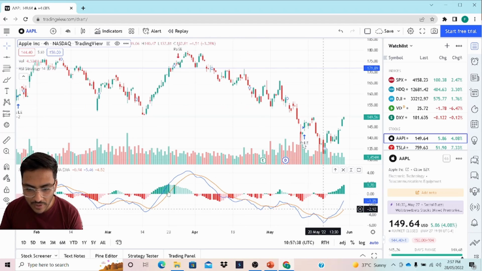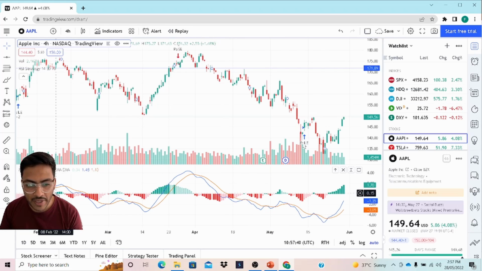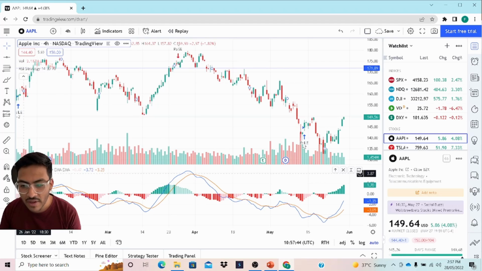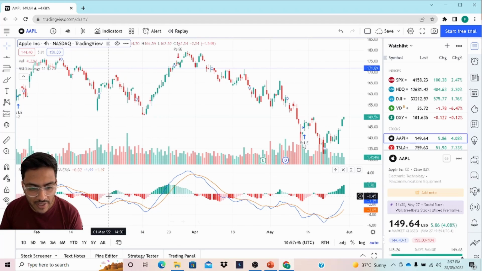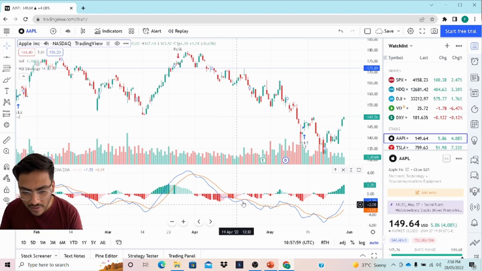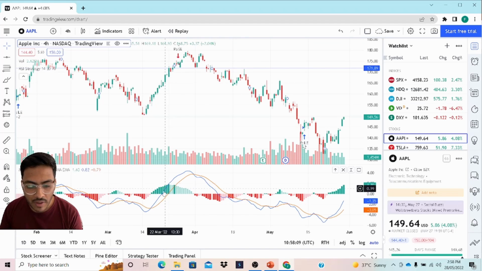This indicator that you can see on my screen is MACD. The full form of MACD is moving average convergence and divergence. So basically what happens in this indicator is you have a line over here, you have some bars on the top and bars at the bottom. These two data points are very important, the one in the blue and the other in the yellow color.